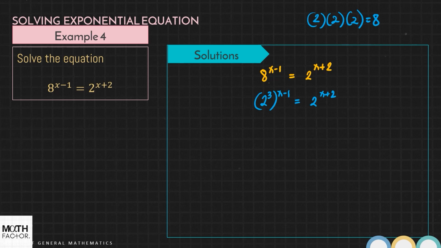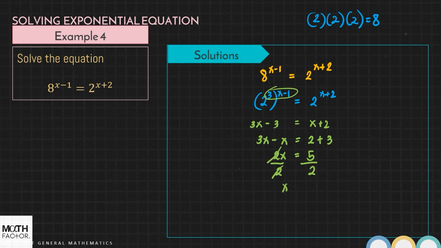Using power to power rule for this, 3x minus 3 is equal to x plus 2. Okay, combining like terms, we have 3x minus x is equal to 2 plus 3. Next, let us simplify. 3x minus x is 2x equal to 5. Then let us divide both sides by 2. Cancel out. x is equal to 5 over 2. And there you have it.